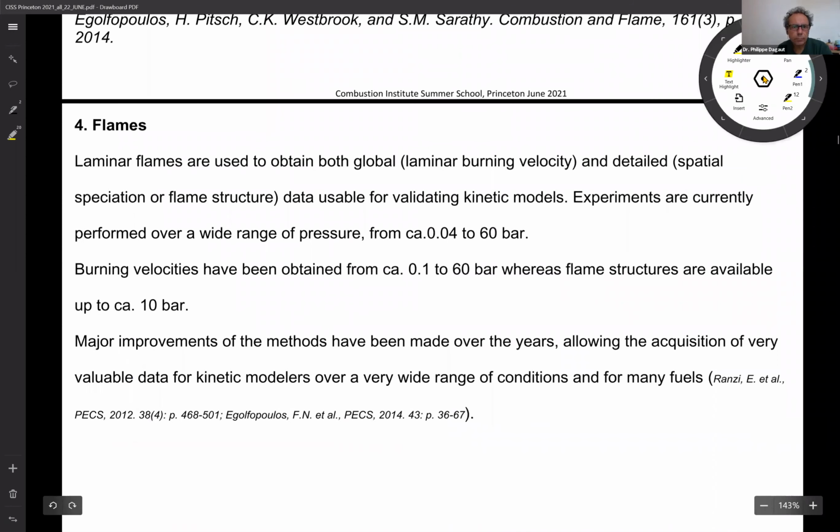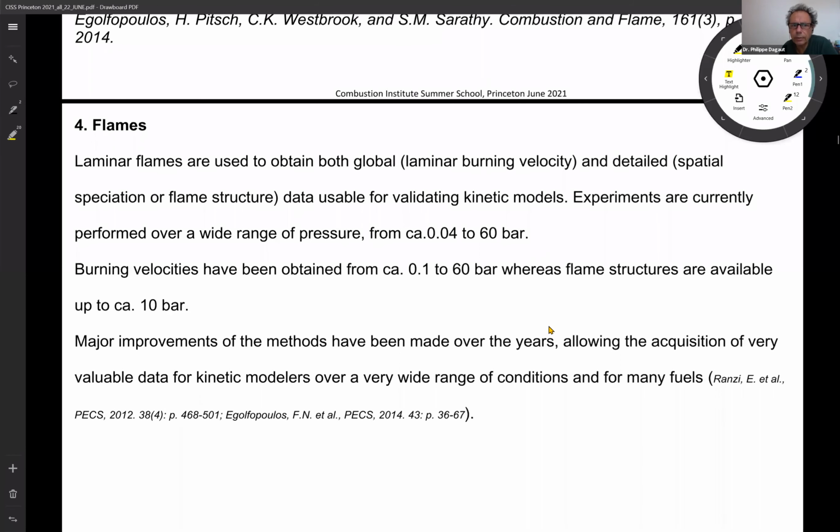Flames can be used also to provide data usable in chemical kinetic reaction mechanisms. So laminar flames are used to obtain both global data, laminar burning velocity, and detailed spatial speciation or flame structure data, which are used to validate kinetic reaction mechanisms.